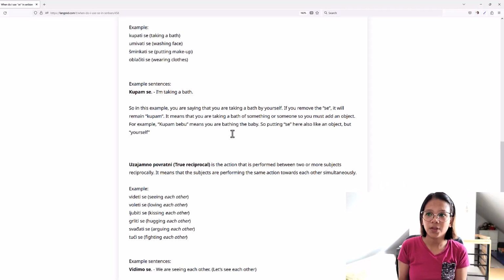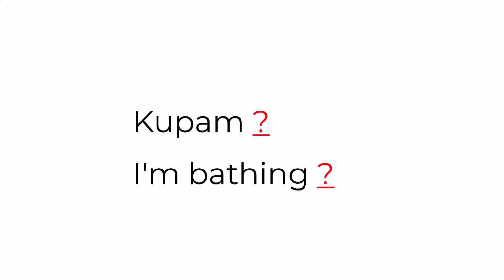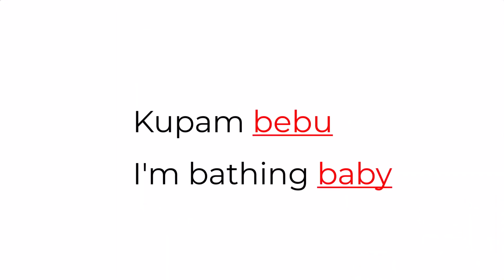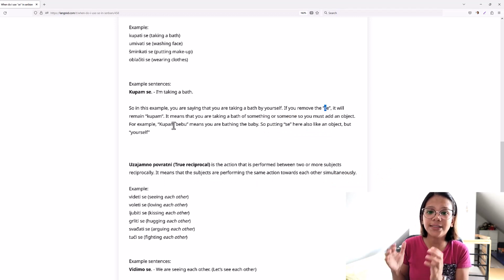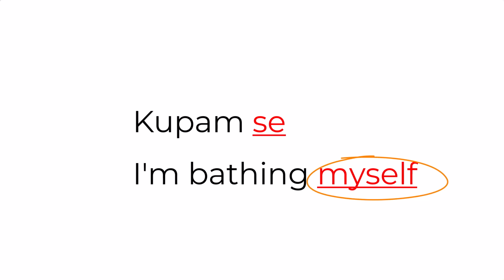You're taking a bath. But if you remove se, it will remain kupam. It means that you are taking a bath of something or someone. So you must add an object. Kupam whom, you are bathing whom. I put here an example. Kupam bebu means that you are bathing the baby. Baby here is the object. But if you put se instead of bebu, it means that you are bathing yourself. You are taking a bath. You yourself are the object of the sentence.